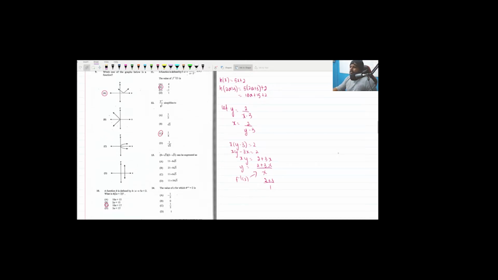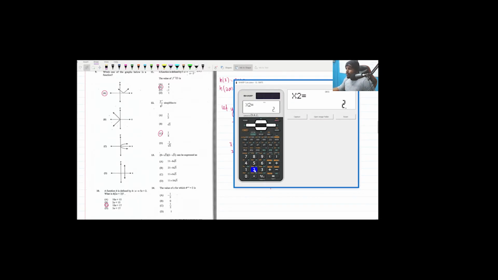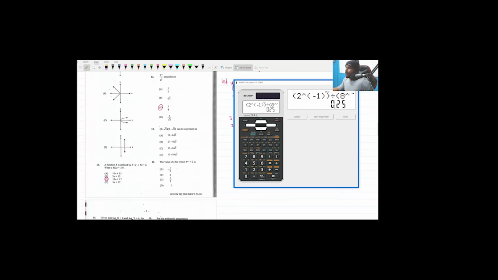I think it simplifies to a quarter. You could always do it on a calculator. 2 to the power, in brackets, 2 to the power minus 1 divided by 8 to the power a third, in brackets, 8 to the power 1 over 3, close bracket. Alright, 2 to the power minus 1 divided by 8 to the power of 1 over 3, close bracket, 0.25, which is a quarter. Actually no, don't take that approach, because this could be simplified. Just calculate it on a calculator and see what we get.